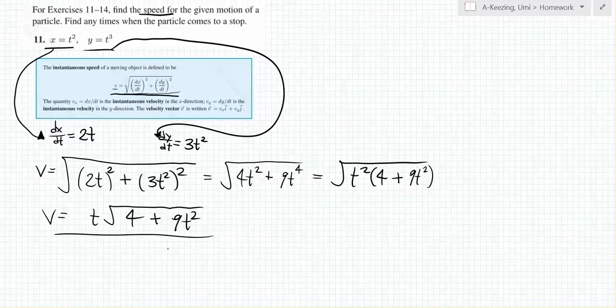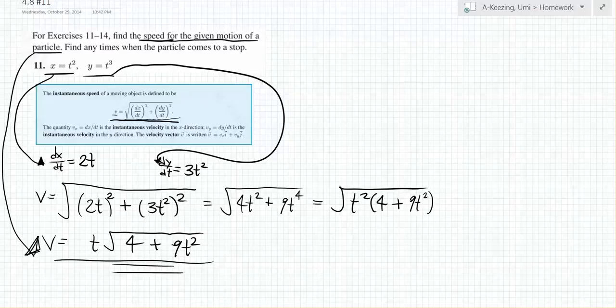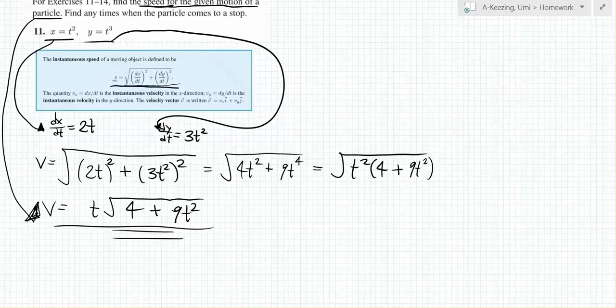And so we answered part of the problem here. Find the speed for the given motion of a particle. So this is the speed. Now we have to find any times when the particle comes to a stop. So when the particle comes to a stop, it makes sense that the speed would equal 0.